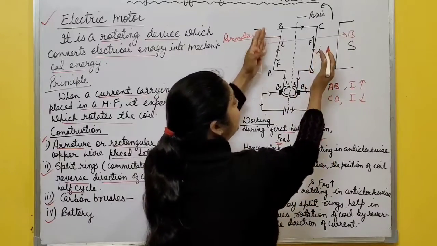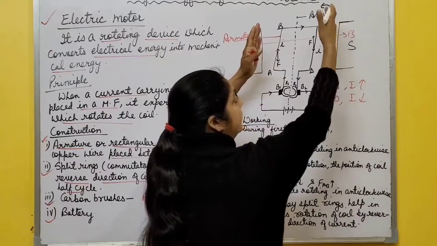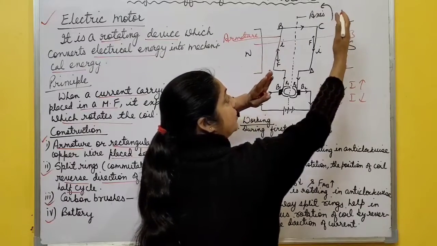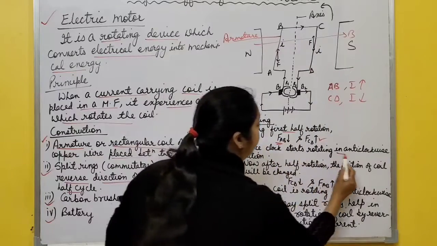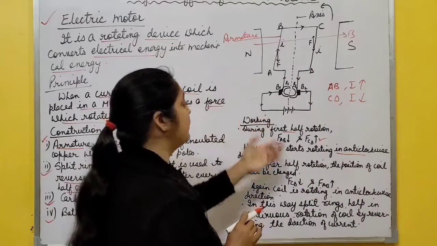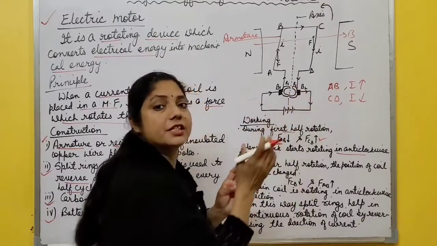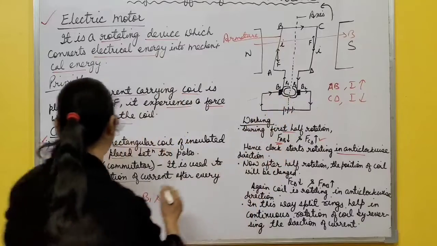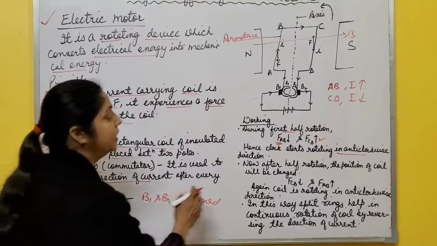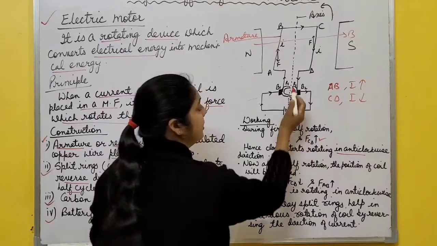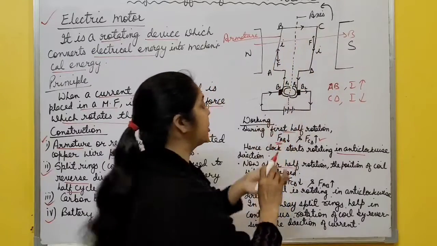Now what happens? Force on AB is acting in the downward direction, and on CD in the upward direction. It means this force is inward, and this force is outward. Now this coil rotates in the anti-clockwise direction during the first half cycle. Right? Now after the first half cycle, during the second half rotation, what happened? The split rings change their position. These are not fixed, only the brushes are fixed, and current always flows through the brushes B1, B2. Now during the other half rotation, R2 comes this side, R1 comes this side. It means AB and CD change their position.